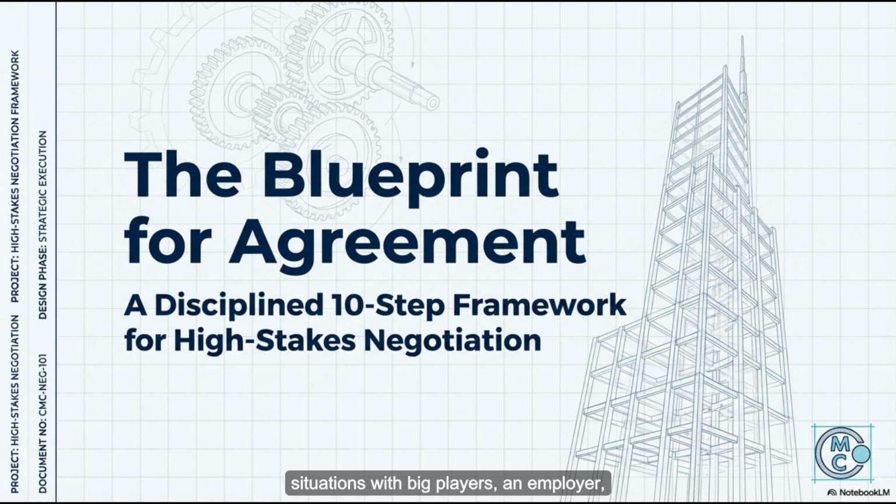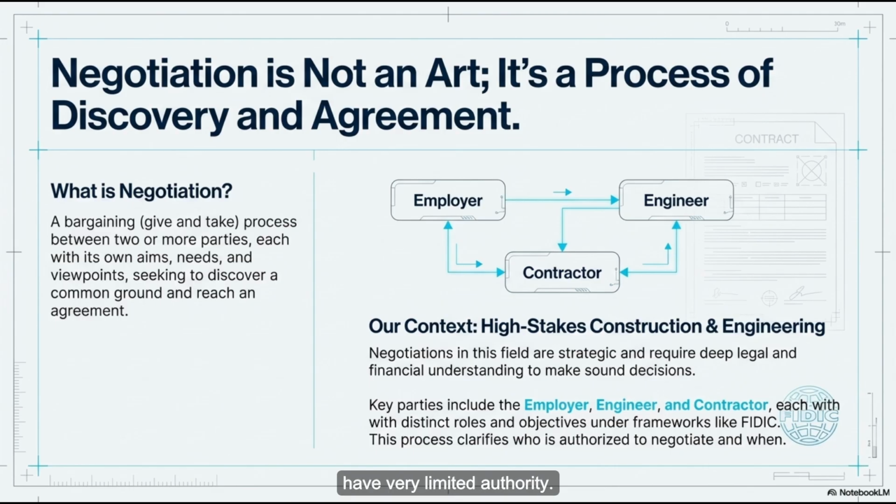Not at all. We're talking about situations with big players, an employer, an engineer, a contractor, and they all come to the table with very different priorities. And different constraints. Which brings up the first question you always have to ask. Who's actually authorized to make a deal? That's huge. It is. Because negotiation is, at its core, a bargaining process. It's all about give and take. But if you're using something like a FIDIC contract, the engineer might have very limited authority. And the employer might only step in for the final sign-off. Exactly. So if you don't figure that out up front, you can waste a tremendous amount of time.